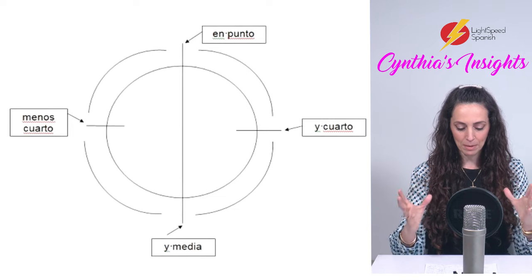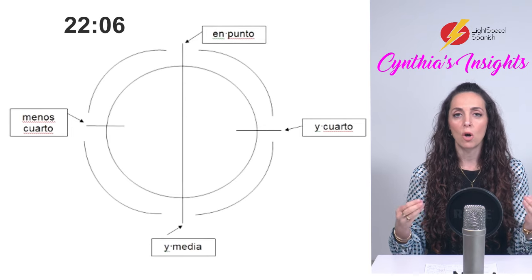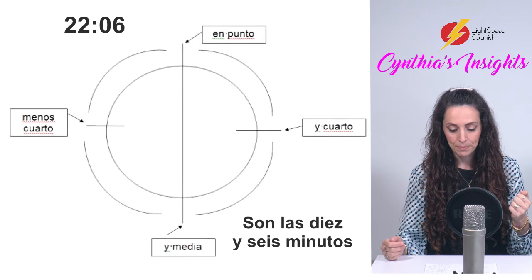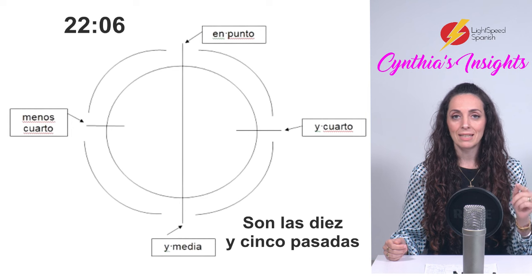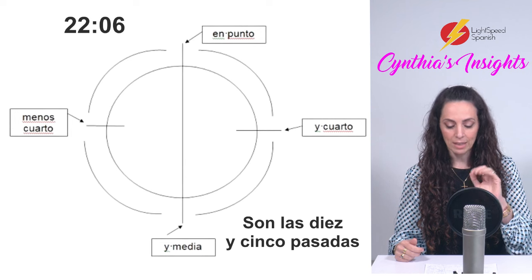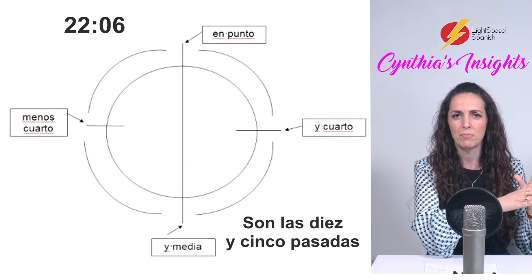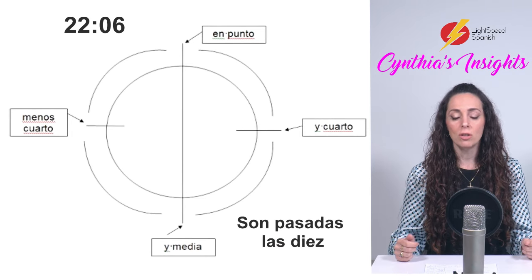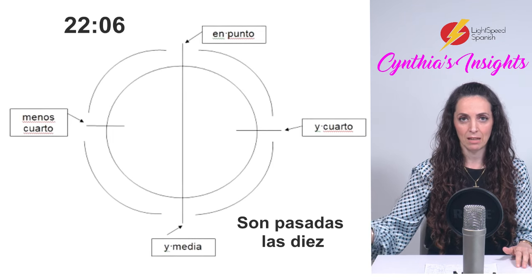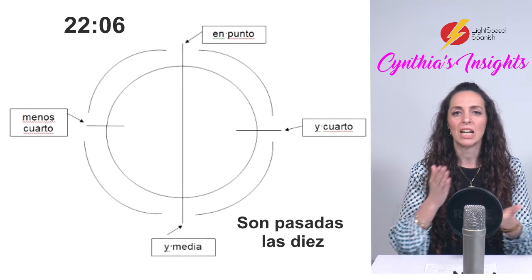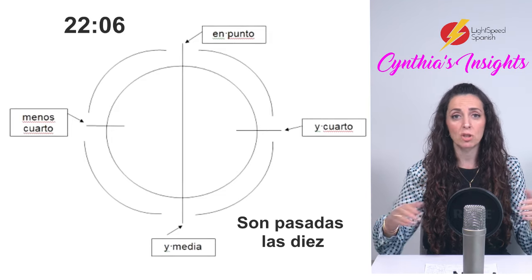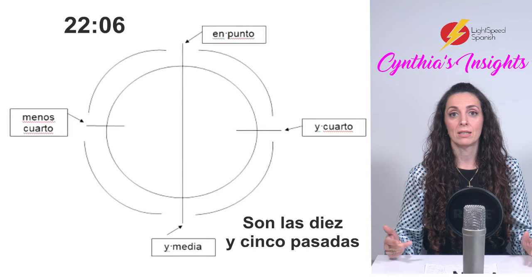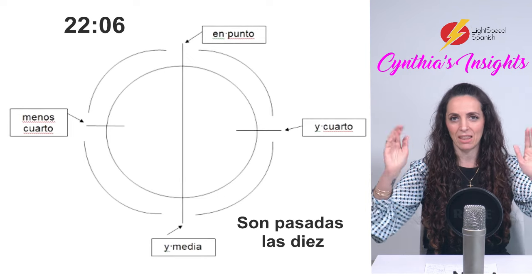Next way of saying the time, for example, if we encounter something like 22:06. Okay, so we can say son las 10:06. But also we can say son las 10:05 pasadas. So it's 10:05 past, so past the 5 minutes. So it could be 6 or 7 or 8. Another one we could say, son pasadas las 10. So it's past 10. That's not really a good way to say the time, because it could be anything. It could be 10 past or quarter past. It just means that it's past 10 o'clock. Okay? So son las 10:06 o son las 10:05 o pasadas las 10, past 10.